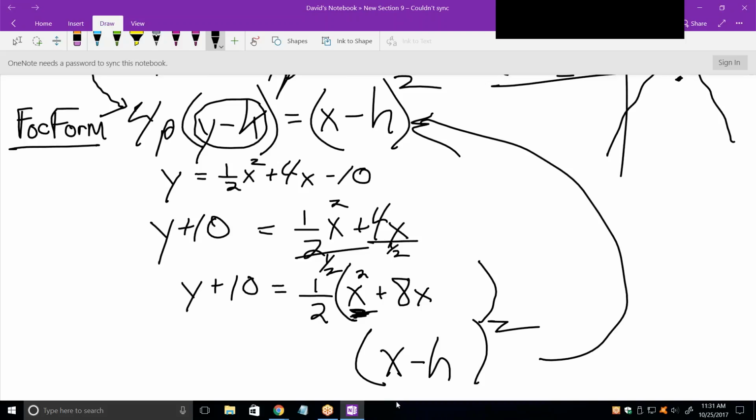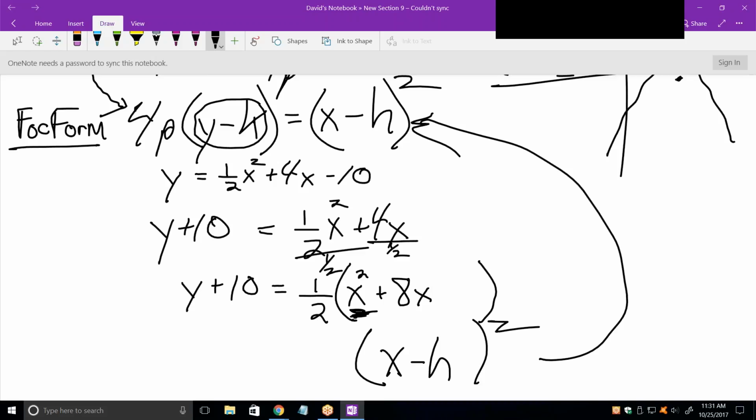Well, it doesn't look like that right now. It looks like x squared plus 8x. But I can make it look like this by taking half of the coefficient of x and squaring it and writing it in. What's half of 8 squared? 16. Okay. Now I'm about to make my first change.